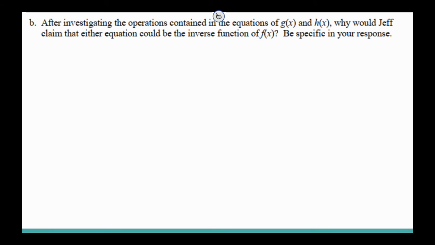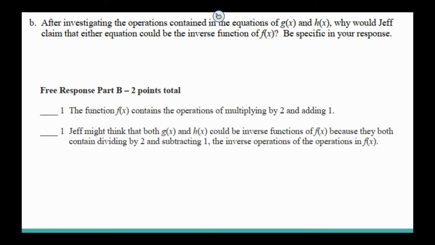Okay, part B, after investigating the operations contained in the equations g of x and h of x, why would Jeff claim that either equation could be the inverse of f of x? And be specific in your response. So f of x contains the operations of multiplying by 2 and adding 1. And Jeff might think that both of those could be inverse functions because they both contain dividing by 2 and subtracting 1, which are the inverse operations. So to undo those operations in f of x, you'd have to divide by 2 and subtract 1, and both of the equations, g of x and h of x, do that.